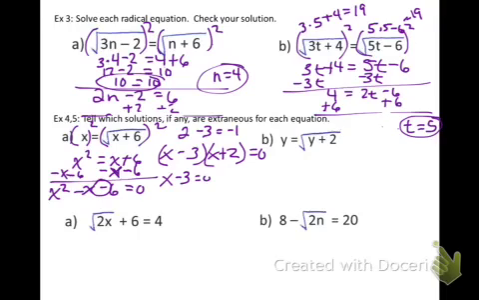x minus 3 equals 0. x plus 2 equals 0. Find out. x equals negative 2, or x equals 3. Now we're going to check and see if it works. So I'm going to plug them in. So I'm going to turn that into a different color. I'm going to plug them into this.